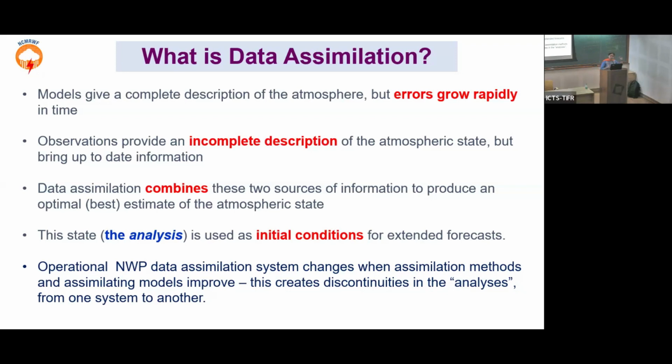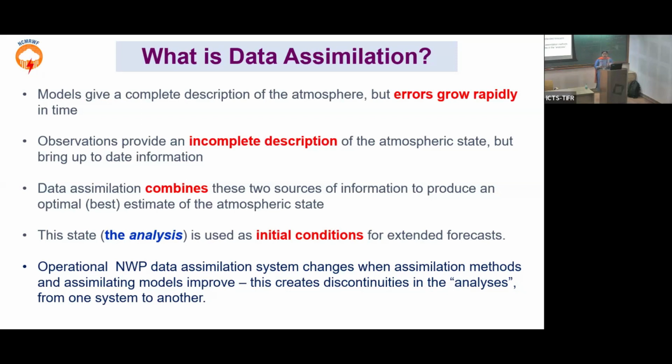And so the two things we are having: one is the complete description of the atmosphere, but the error grows rapidly in that system. The other one is the incomplete description from the observation, but even though the information is up to date, it is incomplete. So data assimilation combines these two sources and produces an optimal, or the best, estimate of the atmospheric state. That's what data assimilation does.